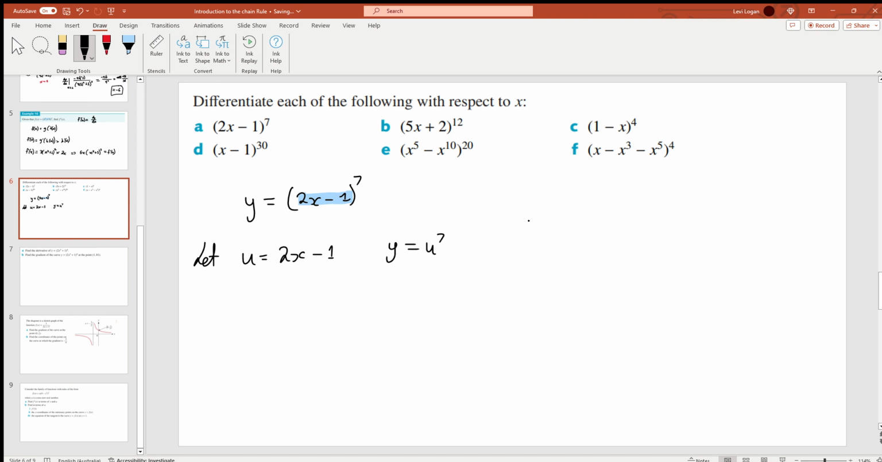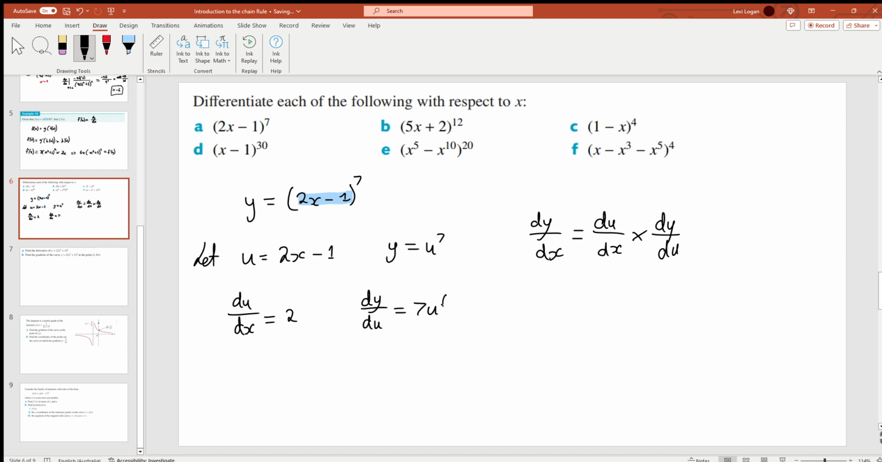Now we're just going to write the chain rule. So dy/dx is equal to du/dx times dy/du. So the differential of our inside function, which is this here, multiplied by the differential of our outside function, which is here. So du/dx, if I differentiate this with respect to x, all I'm going to have is 2. And here, if I differentiate with respect to u, dy/du is going to be 7u to the power of 6.